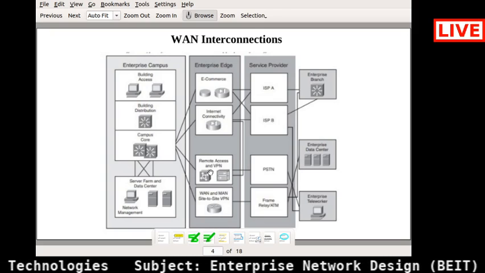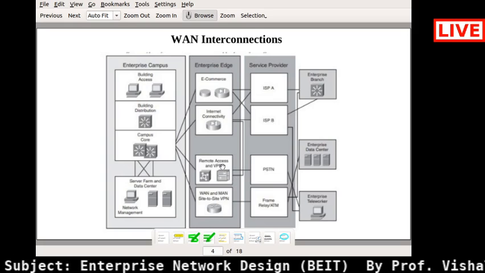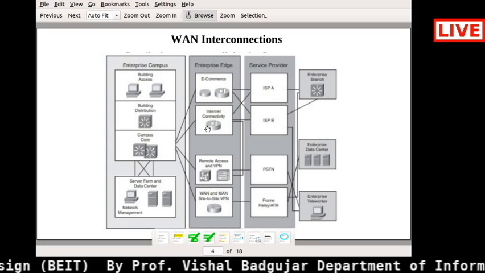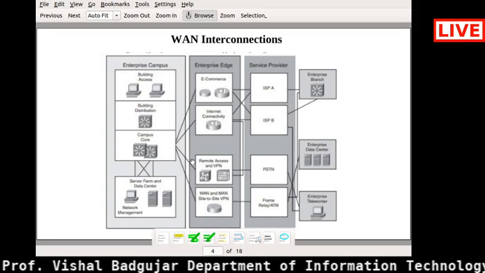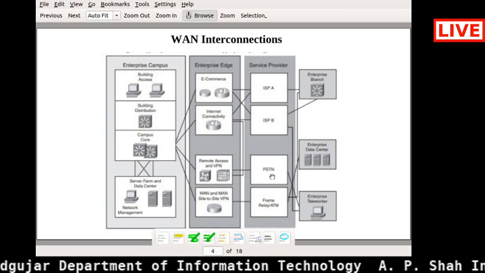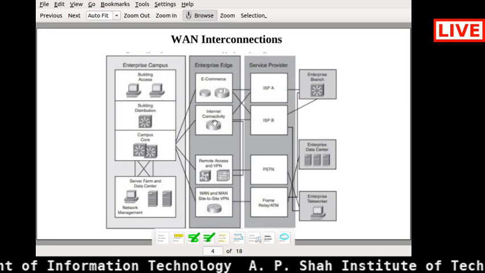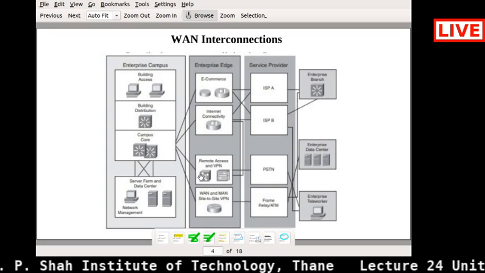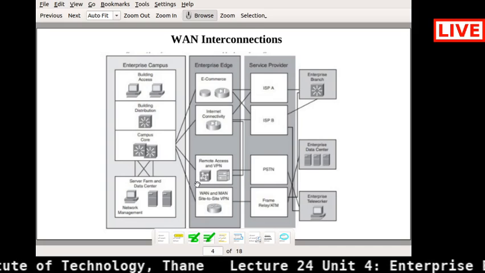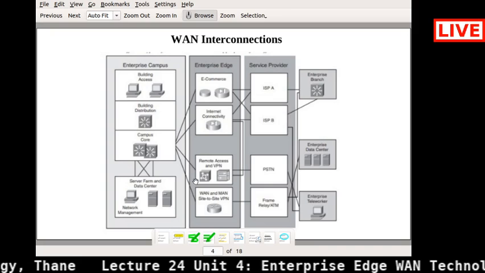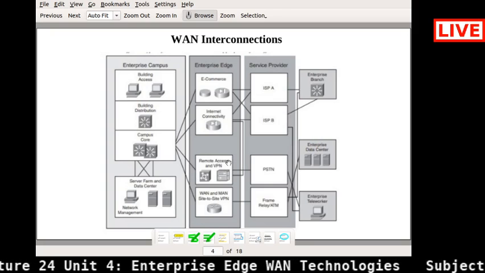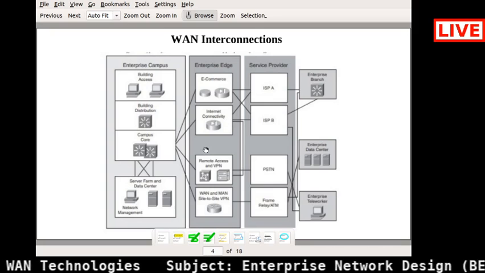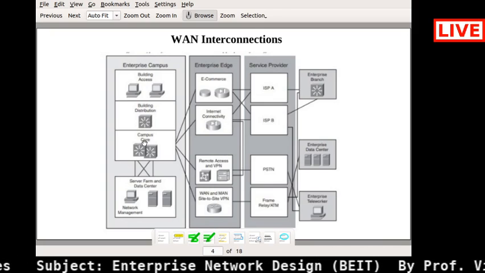And this is the enterprise edge module, which has the ISP edge module. The ISPs are connected to the remote access, and the PSTN is also interconnected with the remote access. So this is nothing but your WAN. A WAN connection can be point to point between two locations or different locations. You can use Frame Relay or an MPLS network to provide connections between these WAN interconnections.